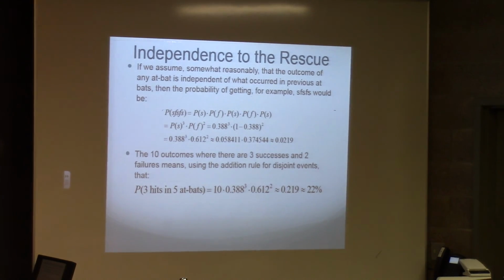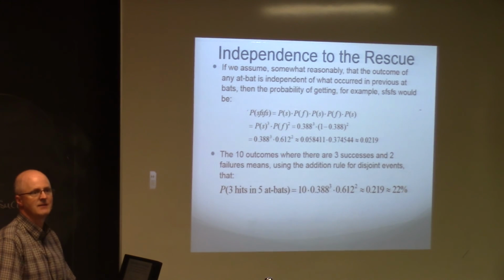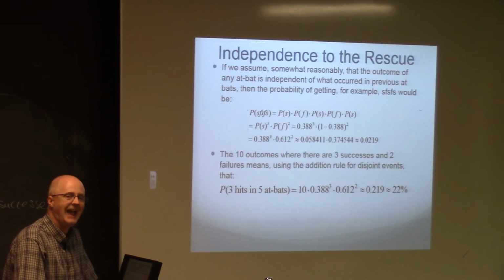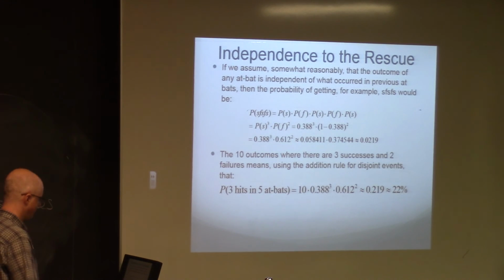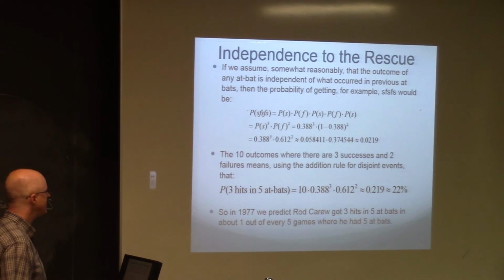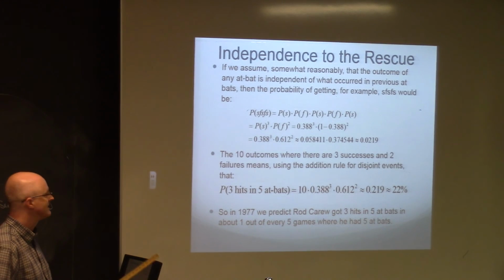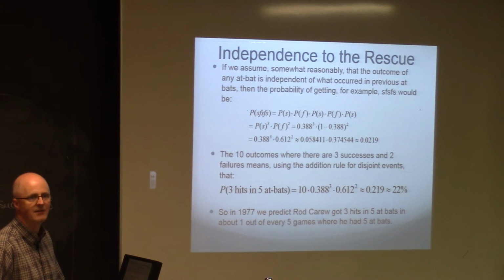And I went ahead and before class I looked up his data, and I'll share this data with you, of his 1977 season, his game-by-game logs. And if I recall correctly, there were 44 games where he had 5 at-bats, and in about 20% of them he had 3 hits. So this came out pretty good. Okay? Out of every 5 games where he gets 5 at-bats, you can expect about one of them, about 20%, to have 3 hits.